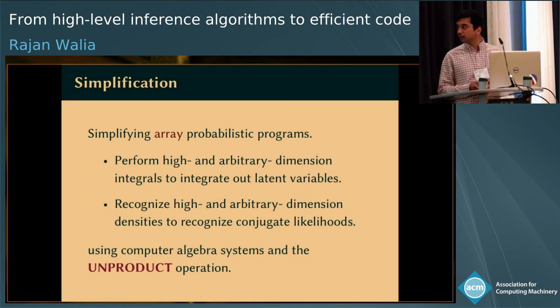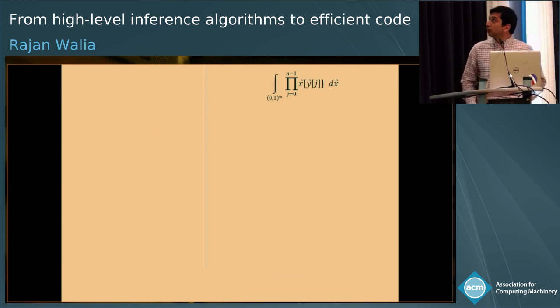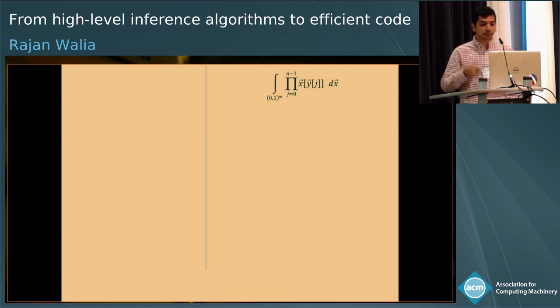We do both of these things using computer algebra systems, but we came up with a semantic operation called unproduct to do some of these things, which computer algebra systems don't do. So in this talk, let's just look at the first one, which is integrating out latent variables in high dimension integrals. This is an expression that comes up when we are simplifying the problem that we just solved, and we want to integrate this expression. This is a high dimension integral where there are m integrals, each with limits 0 to 1. So how would you integrate this out?